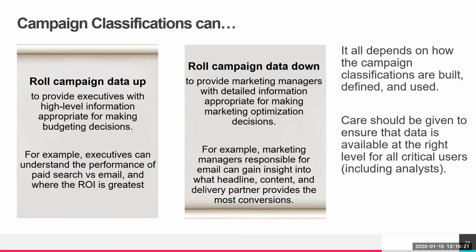Campaign classifications can also be used to roll campaign data down to provide marketing managers with detailed information appropriate for making marketing optimization decisions. For example, marketing managers responsible for email can gain insight into what headline, content, and delivery partner provides the most conversions.